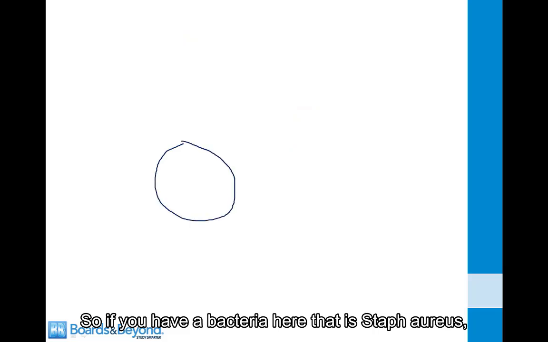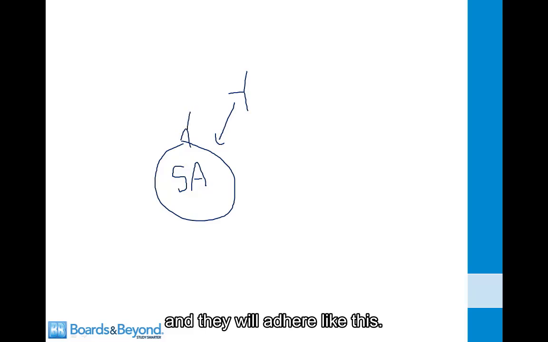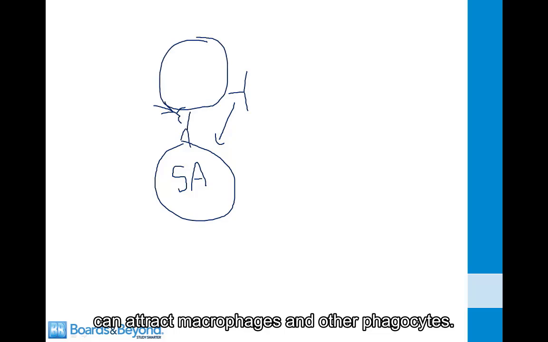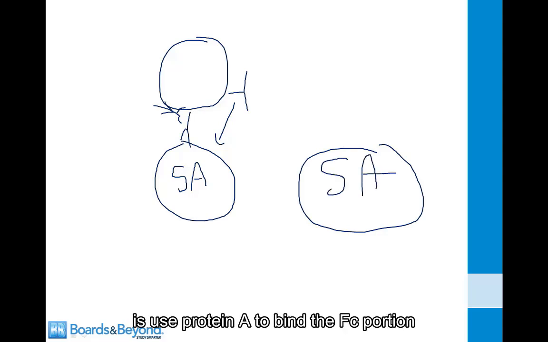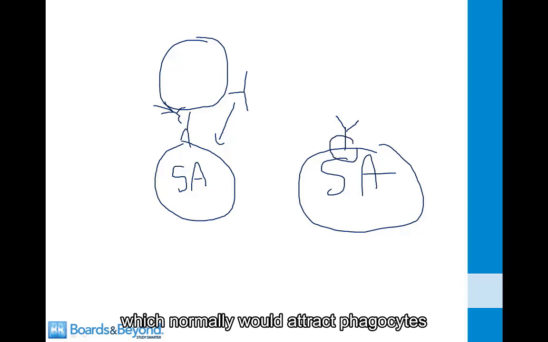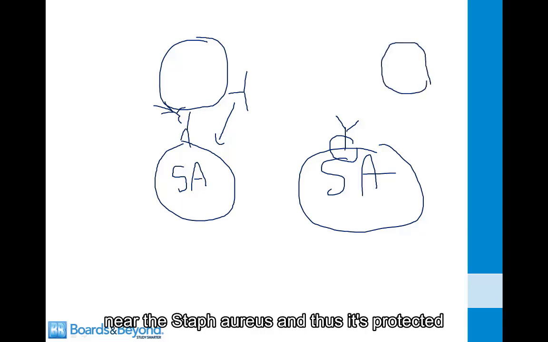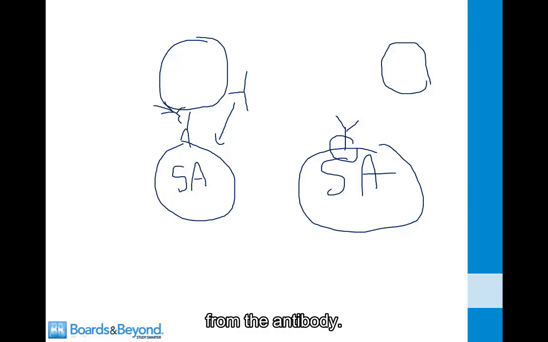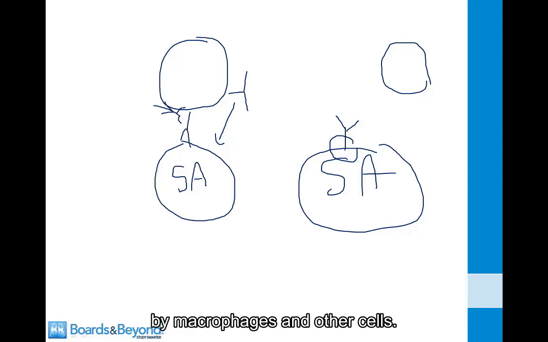So if you have a bacteria here that is Staph aureus, what IgG antibodies will normally do is come in and bind to the surface, and they will adhere like this. And this portion out here, which is called the Fc portion, can attract macrophages and other phagocytes. What Staph aureus will do via protein A is use protein A to bind the Fc portion. It will turn the antibody upside down. Now the Fc portion right here, which normally would attract phagocytes, is hidden from the phagocytes that may be floating around near the Staph aureus, and thus it's protected from the antibody. The antibody cannot opsonize Staph aureus for phagocytosis by macrophages and other cells.